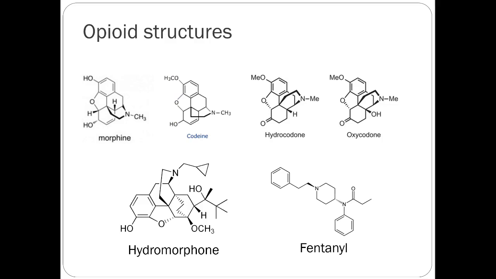All right, opioid structures. I don't care that you know the structures, just like usual. However, I wanted to show you some of the differences. Morphine and, to some extent, codeine are considered your natural opioids. They're more available in nature. So if you isolate opium from a poppy plant, you would find structures that look like this.